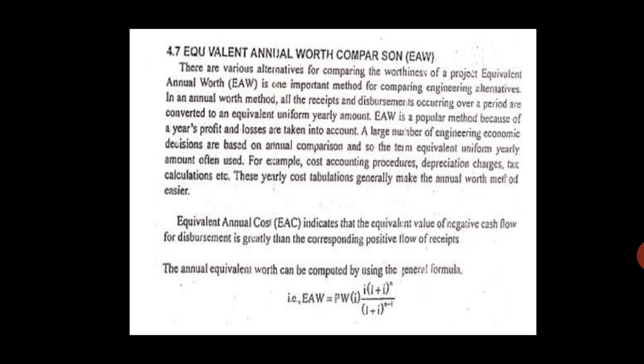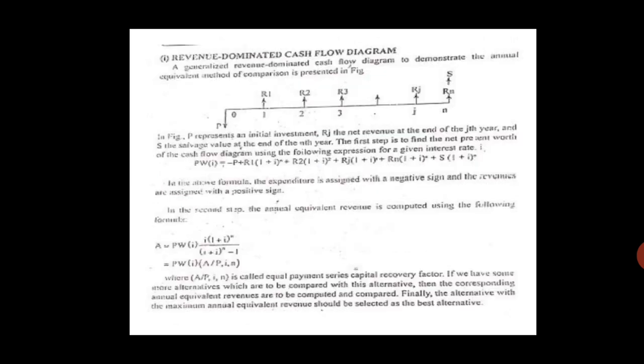The annual equivalent worth, EAW, can be computed by using the general formula. EAW is equal to the present worth at interest rate i, times i(1+i)^n divided by (1+i)^n minus 1. So this is the formula for EAW, equivalent annual worth comparison. Here again you have revenue dominated as well as cost dominated cash flow diagrams. You can see the cash flow diagram which is shown here.